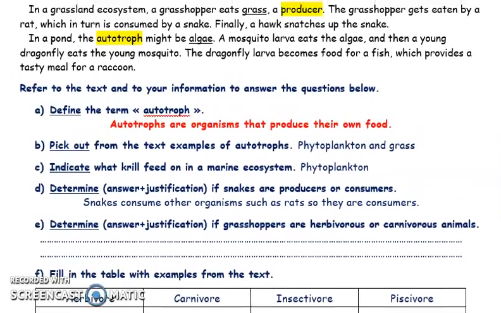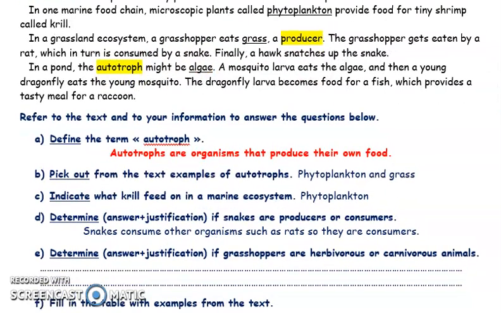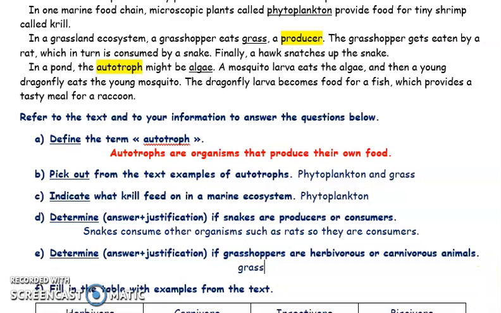Determine if grasshoppers are herbivores or carnivorous animals. In a grassland ecosystem, a grasshopper eats grass. The grasshopper eats plants, so they are herbivorous animals. Grasshoppers are herbivores because they eat grass plants.